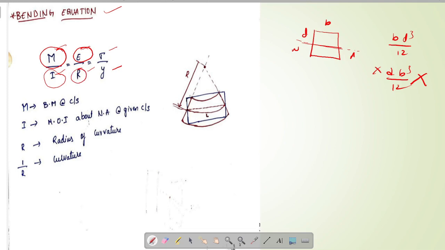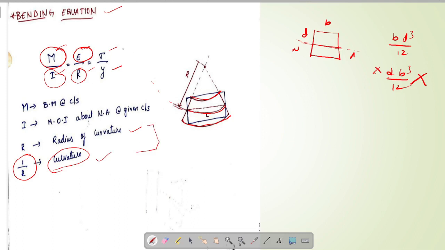Here E is nothing but Young's modulus and R is radius of curvature. After bending, the beam looks something like this in the form of arc of the circle of radius R. Remember, while taking R, we have to take R from center of circle to the neutral plane, not the top or bottom plane. Here, we have to remember one more definition, that is 1 by R. 1 by R is nothing but curvature. In questions generally they will be asking what is radius of curvature or what is curvature. Don't confuse. See the question properly and answer.